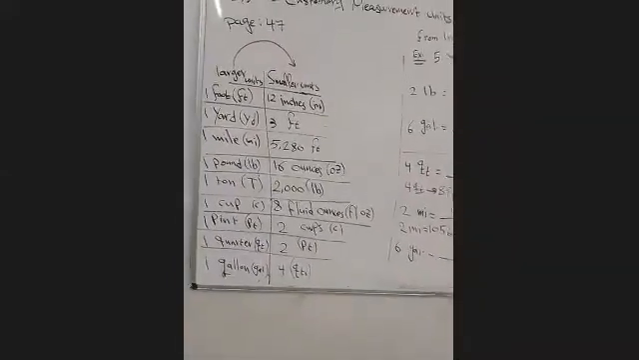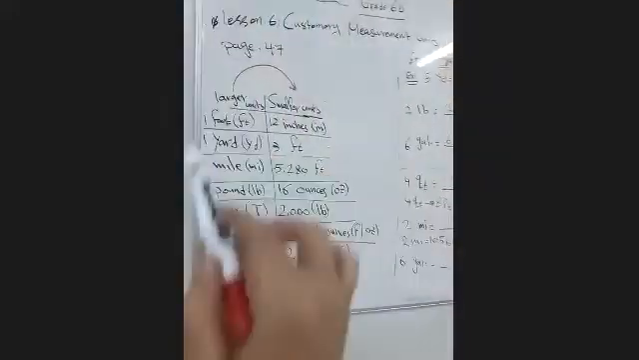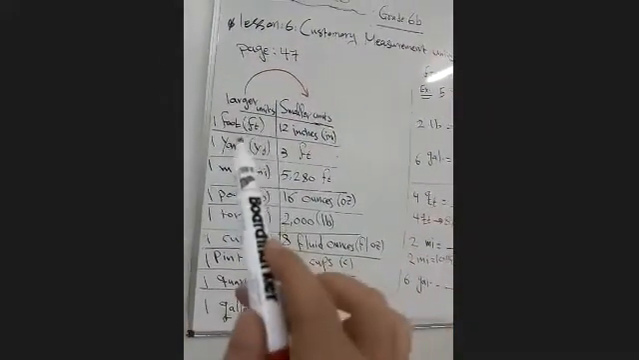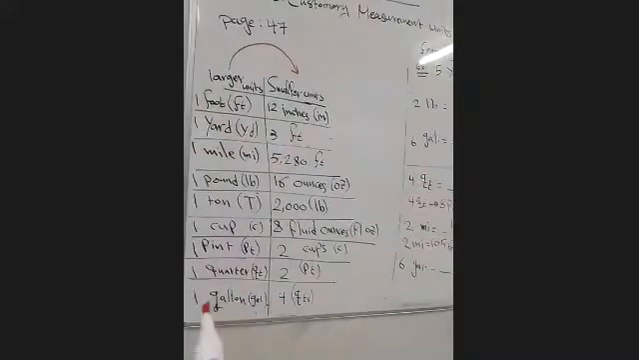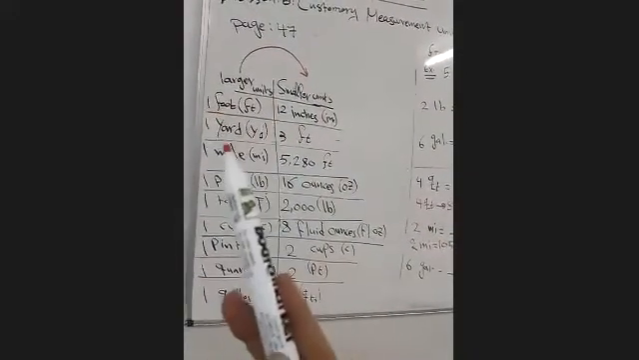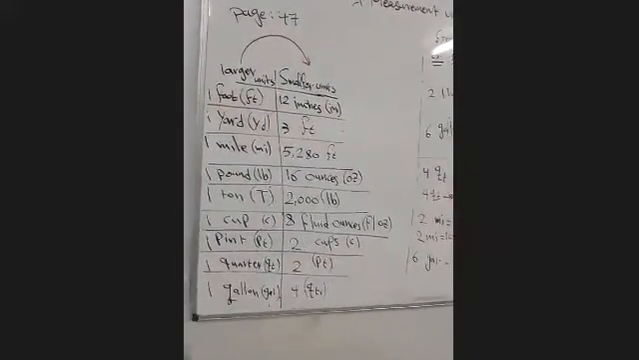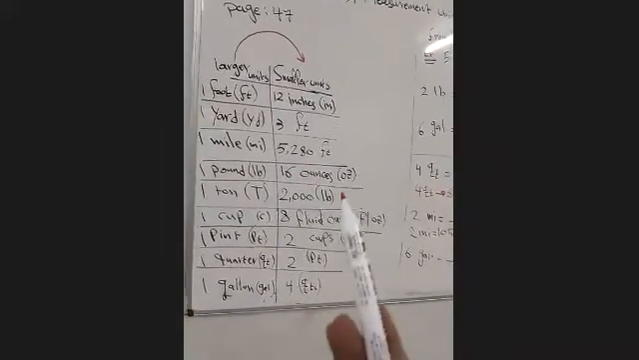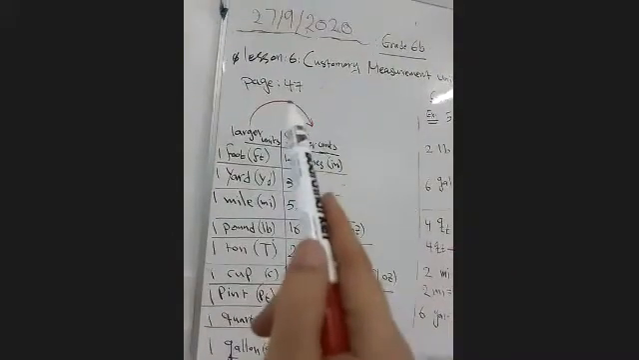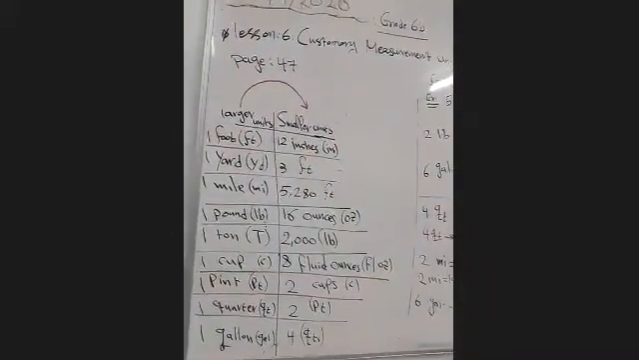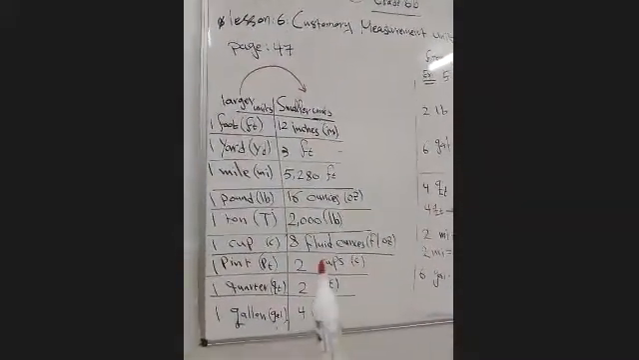Do not enter late. Here we have a table. To turn it from larger to smaller, we multiply. So if I want to turn it from yard to feet, we multiply with 3. If I want to turn it from pounds to ounces, we multiply with 16. This table exists in your page 47. You can use it. Okay, Abdullah?